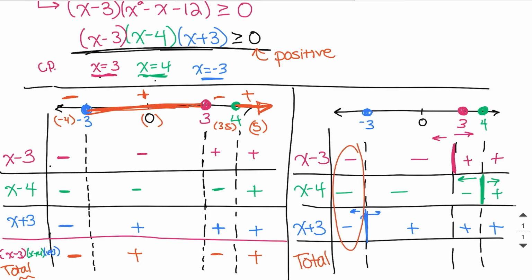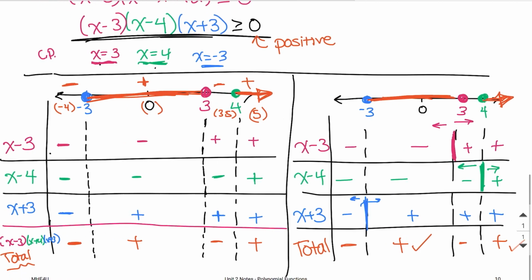And then same thing, 3 negatives multiplied together give us a negative. 2 negatives multiplied together give us a positive. One negative is a negative, and all positives will give us a positive. So this works between negative 3 and 3 because it works here, and it also works here.